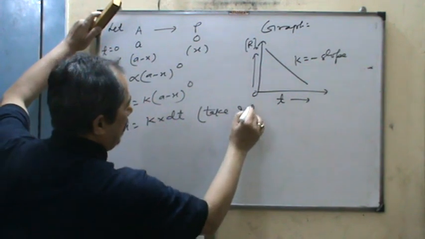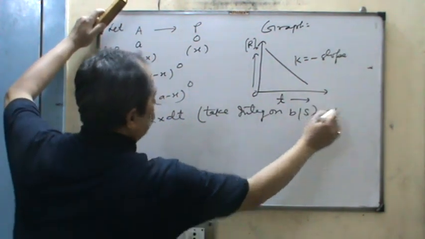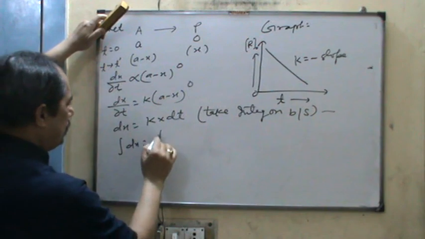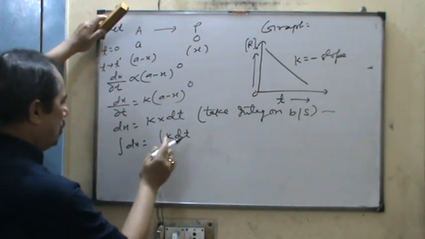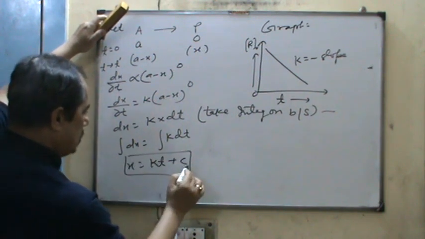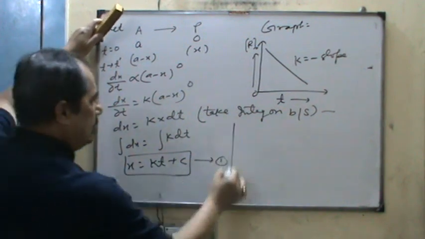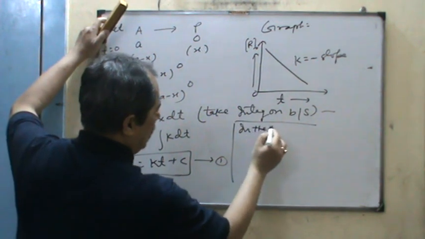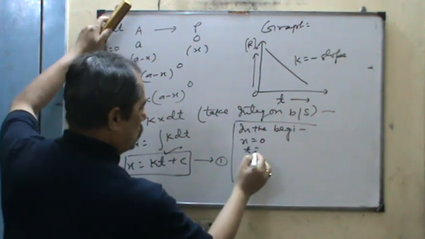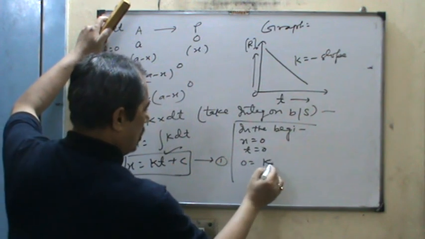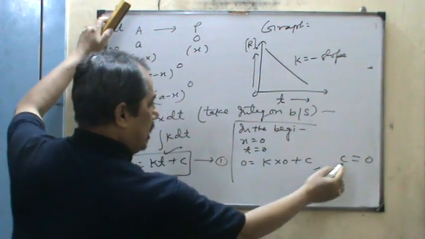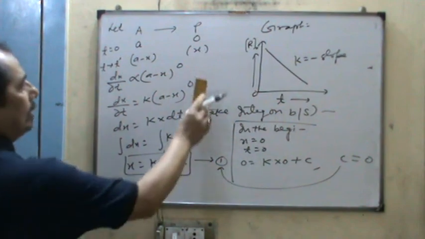Taking integration on both sides, we get integration dx is equal to k into dt, or k can be taken out here. So x is equal to k into t plus c. This is equation 1. In the beginning of the reaction, say x is equal to 0, so time is also 0. So 0 is equal to k into 0 plus c, so c equals what? 0. Apply these values in equation 1.